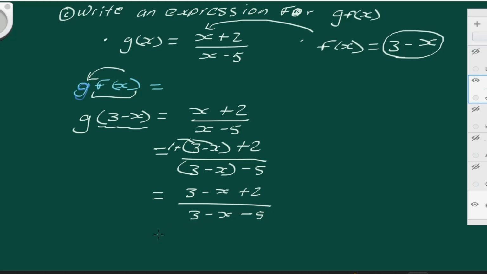Now we can simplify this here. So we simplify this, we get 5. So you get 5 minus x and negative 2 minus x. So this here will be your answer.